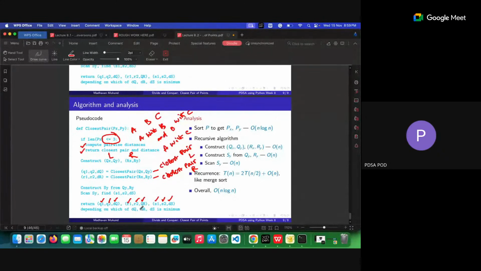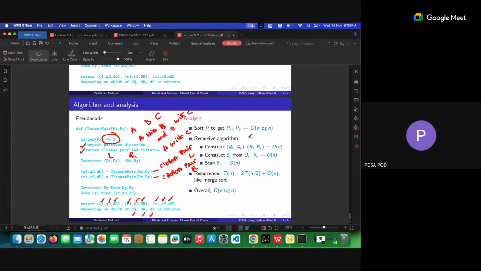It is written like this: DQ is the minimum distance in the left partition, DR is the minimum distance in the right partition, and DS is the minimum distance across the boundaries. So that is what is happening.